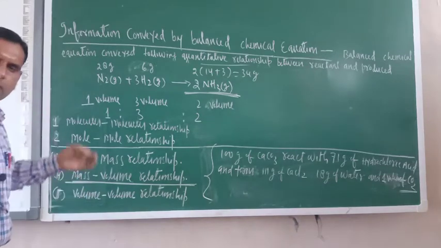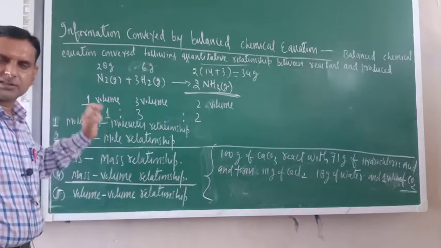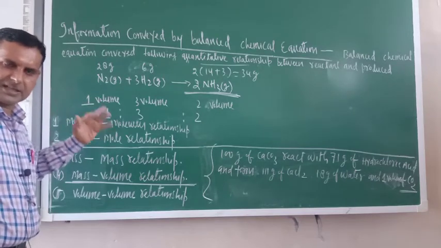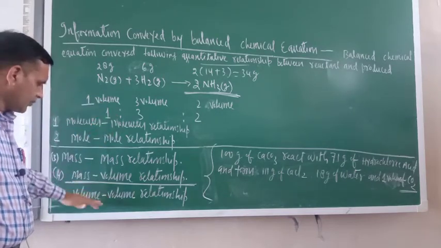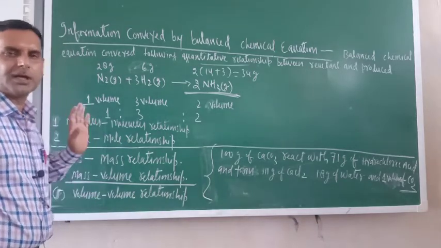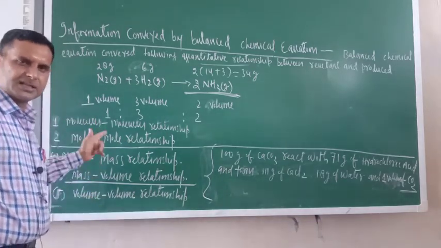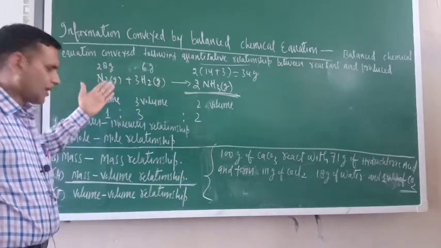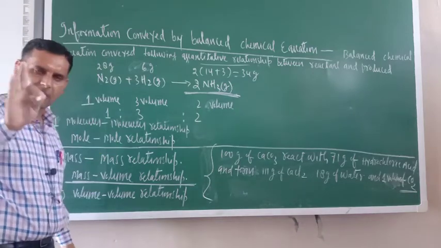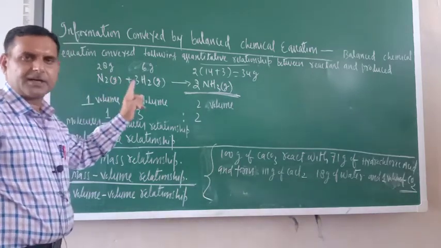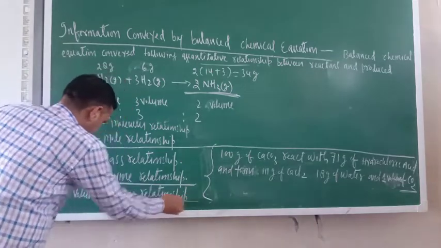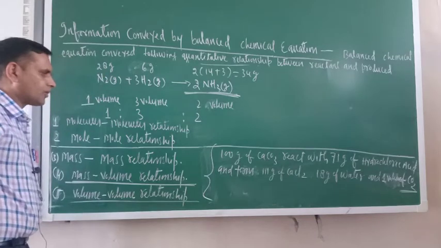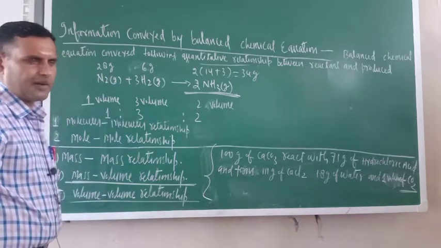But volume you haven't got any choice, because the moment gaseous reactant and products are there, then you have to express in terms of volume only. Okay, so this is a must, the rest is your choice. Suppose you don't want to express in terms of volume, you can express in terms of molecules. But I would like to suggest, when gaseous reactant and product is there, then you have to express in terms of volume relationship only. Are you getting my point or not?